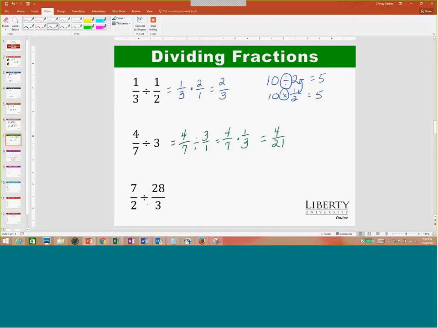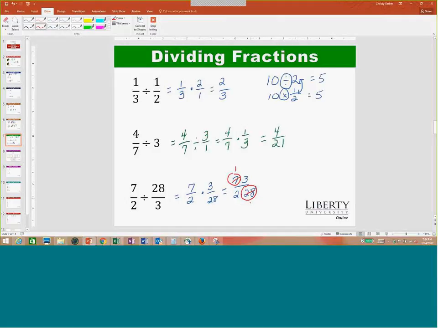Let's look at this last example, 7/2 divided by 28/3. We're going to change division to multiplication by the inverse, or the reciprocal, of the second fraction. And at this point, we can multiply across the numerator and across the denominator. Let me just express that so that you can see how that works. Again, as we saw in the last slide, there is a common factor in the numerator and denominator, so I'm going to choose to simplify at this stage.